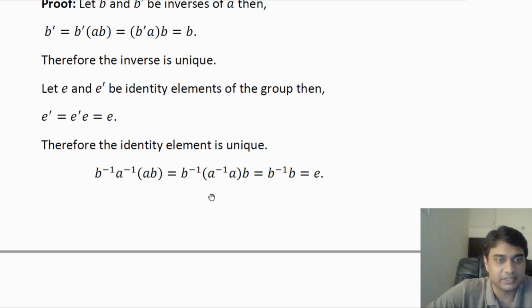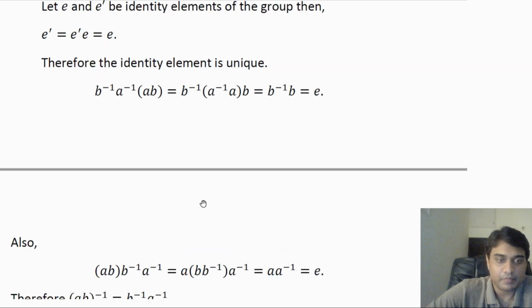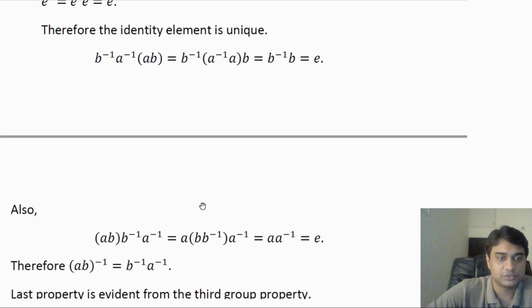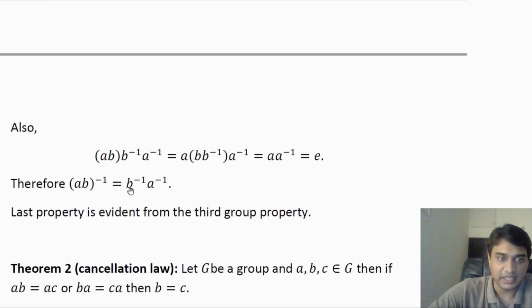Now we do the same by multiplying it to the right. So AB times B inverse A inverse, again by using the associative law we can write it as A times B B inverse times A inverse, which reduces to A times A inverse, which is the identity element. So multiplying B inverse A inverse to AB both on the left and right results in the identity element. Therefore B inverse A inverse is the inverse of AB. So the inverse of AB is B inverse A inverse, right?